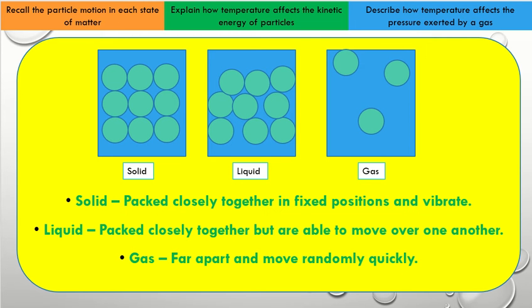So for a solid, we can see that they're in rows and they're packed closely together. They are in fixed positions, and what they do is they vibrate on that fixed position. For liquids, they're packed closely together, but they're able to move over one another. So they're not quite a regular pattern, but they are still quite close. And then gases, the particles are far apart and they move randomly in all directions.